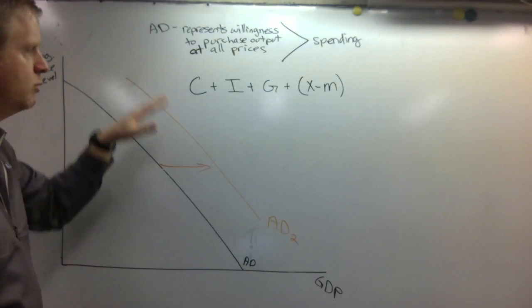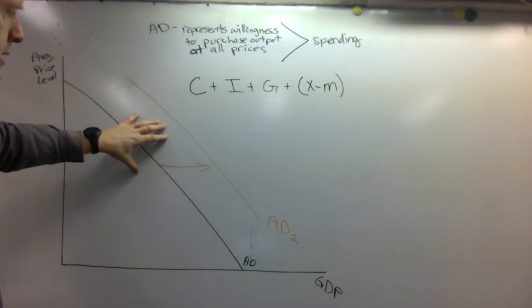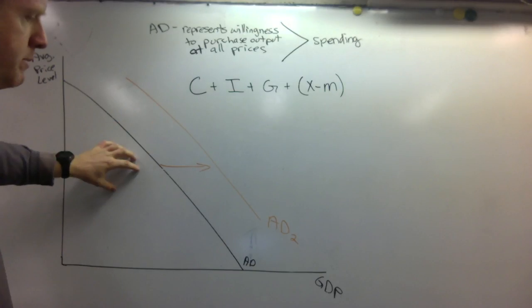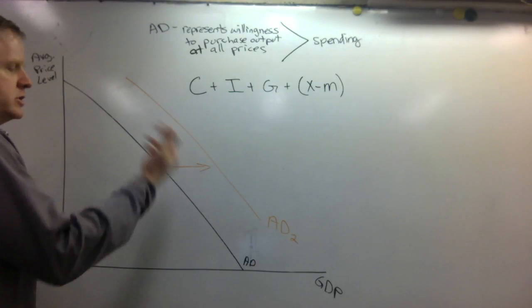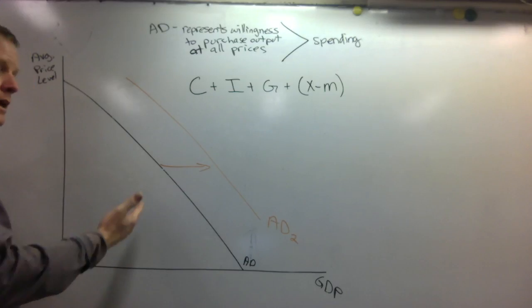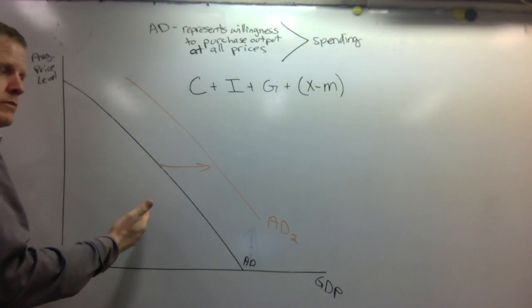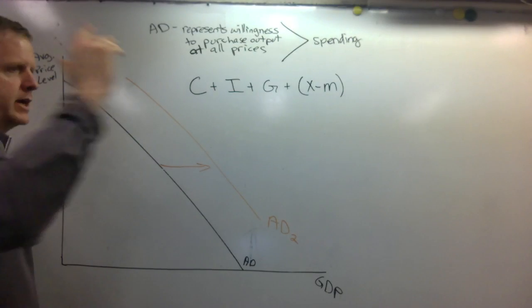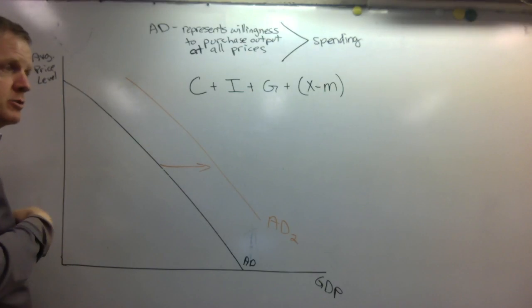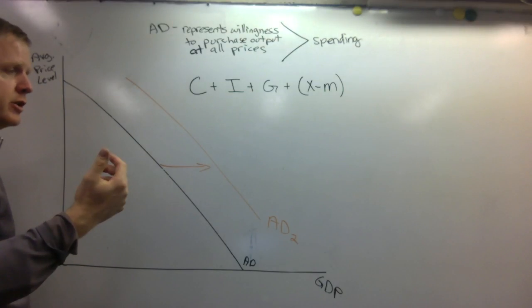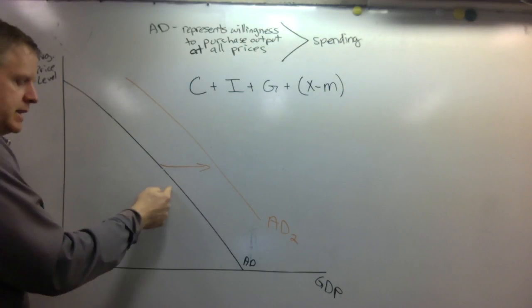In any case, we look at the aggregate demand curve as shifting to the right or the left, depending upon whether or not people intend to spend more. So if conditions are such that spending is likely to increase, consumers are confident about the future, they're going to go out and spend more, we see that aggregate demand is likely to shift to the right. If consumers are less confident about the future, they're likely to spend less, then we see that aggregate demand would shift to the left.